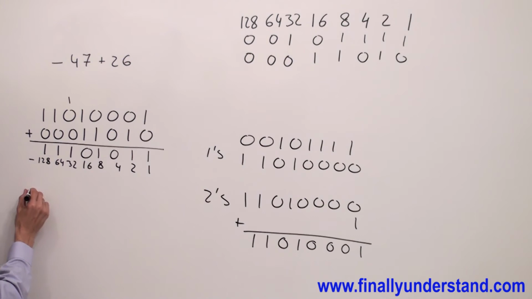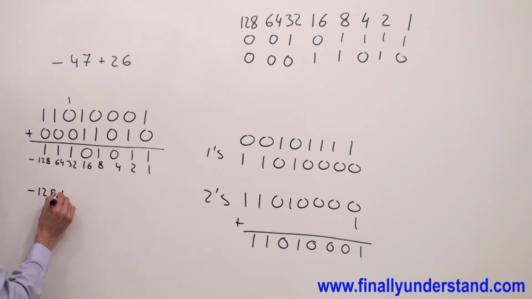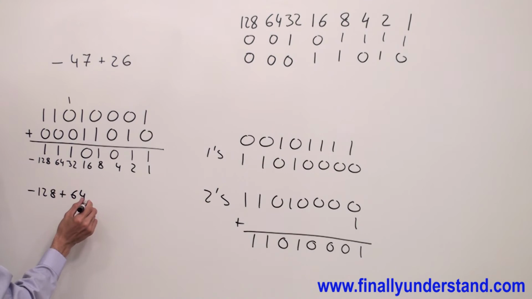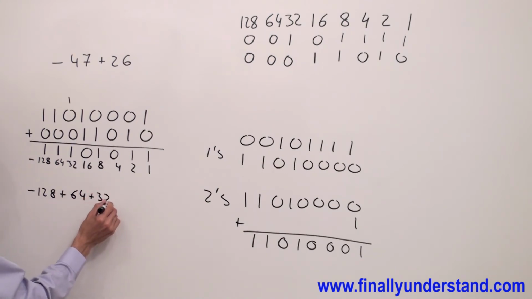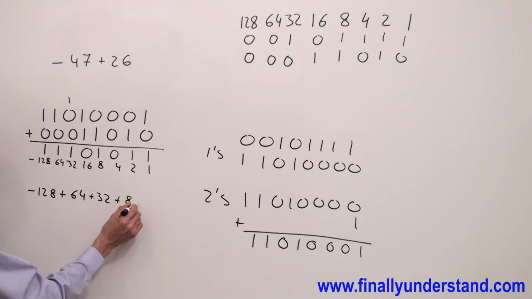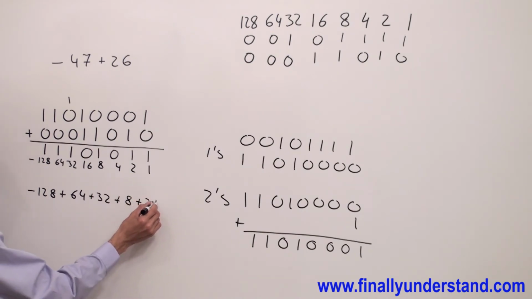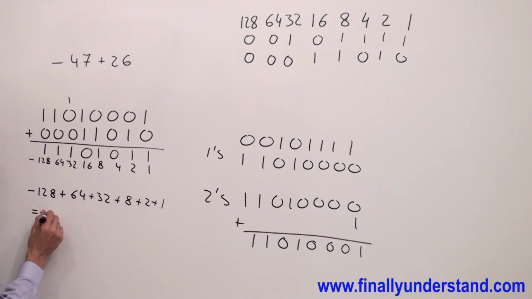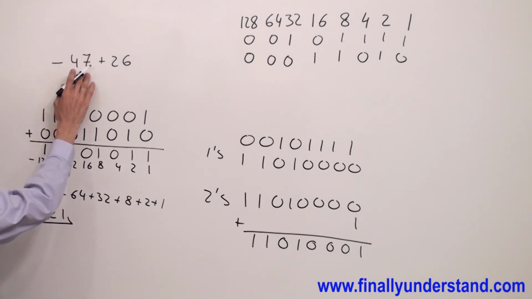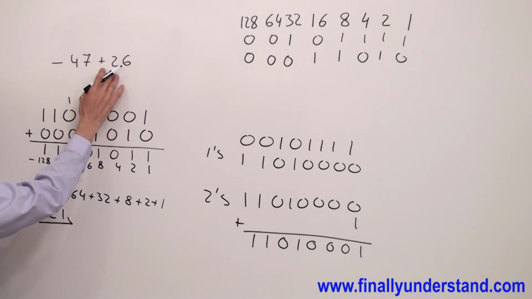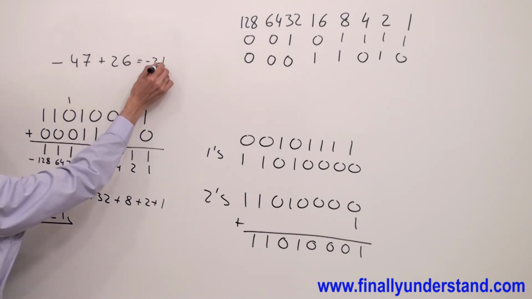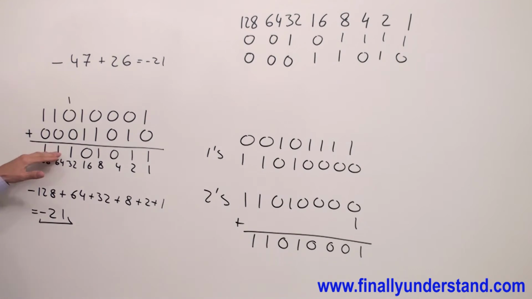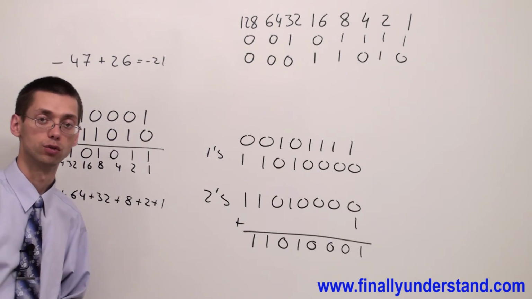And I have negative 128 plus 64 plus 32 plus 8 plus 2 plus 1 is equal to negative 21. So negative 47 plus 26 is equal to negative 21. And we have got negative 21 in binary. So this is the solution and correct answer to my problem.